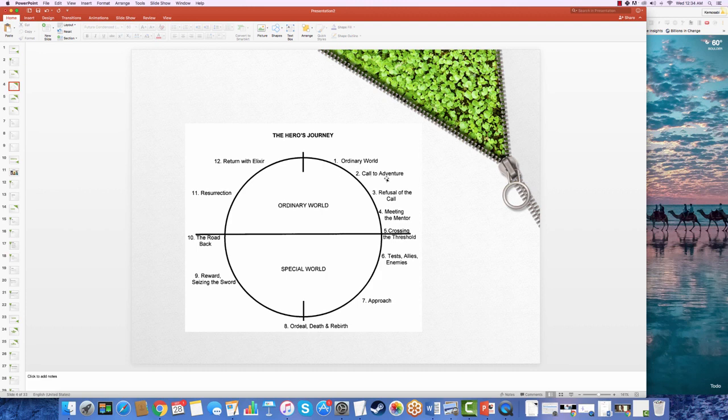This call to adventure, and we're just talking about the hero's journey in general right here, and then we'll talk about how it refers to copywriting. But the call to adventure is an event that happens that is propelling or beckoning the hero of the story to go to a better place, or to start on an adventure, or to start something. What happens next is the refusal of the call. So this is when the hero, in their ordinary life, in their ordinary situation, does not answer the call to adventure.